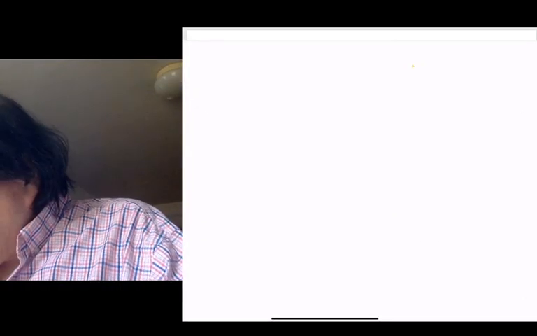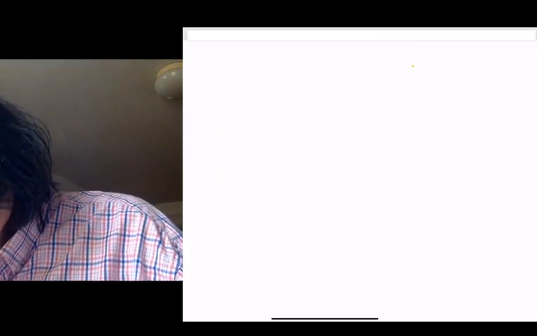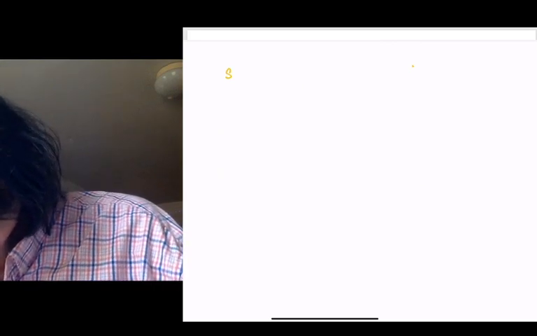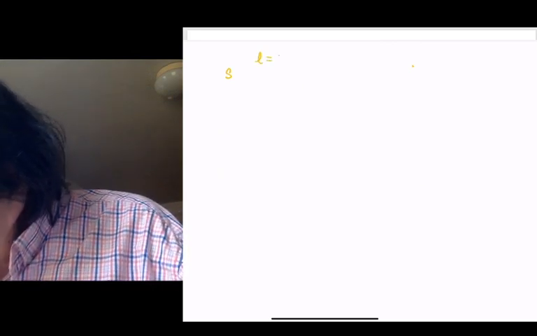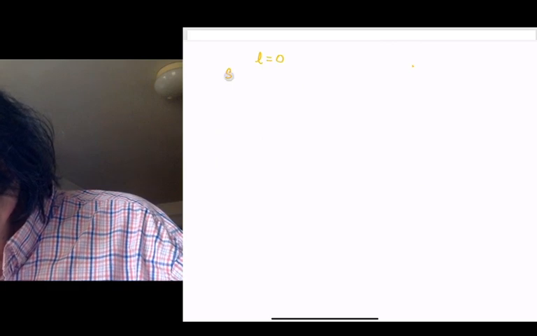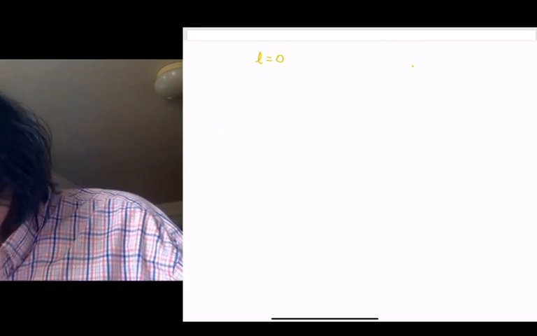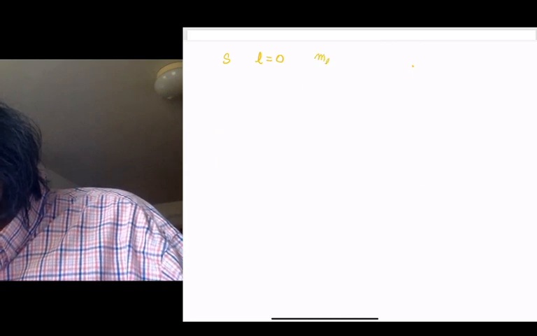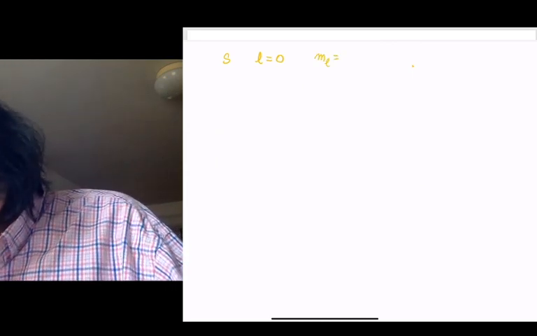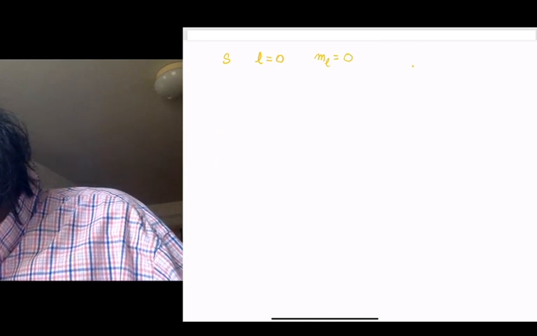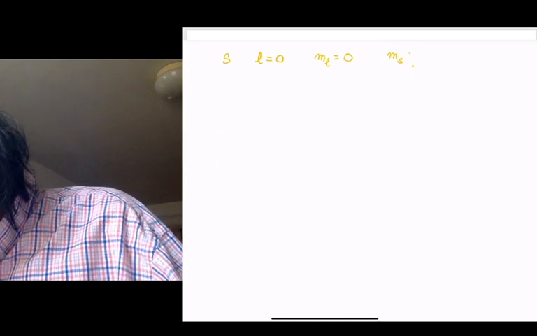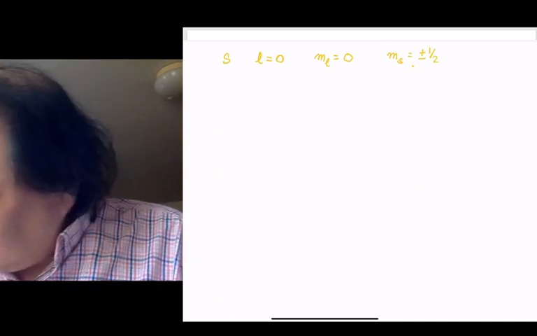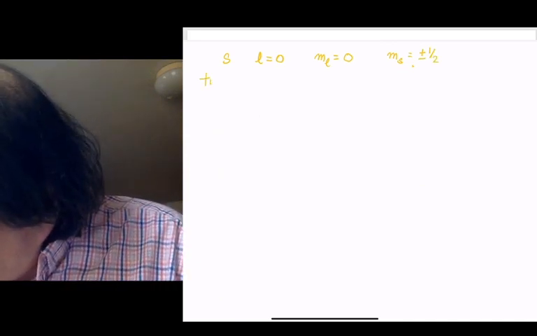First, we're going to look at S. So S is L equals 0. And ML therefore has to be what? Put in chat. If L equals 0, ML has to be 0. MS can equal plus or minus 1/2. And that is two possibilities.